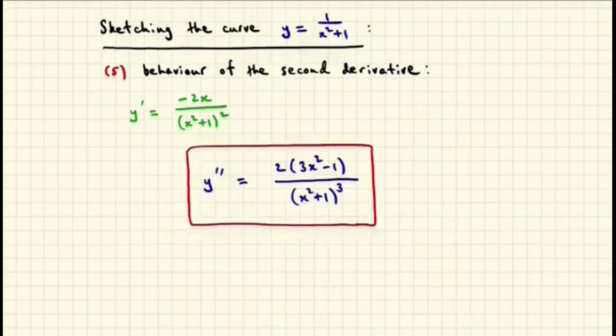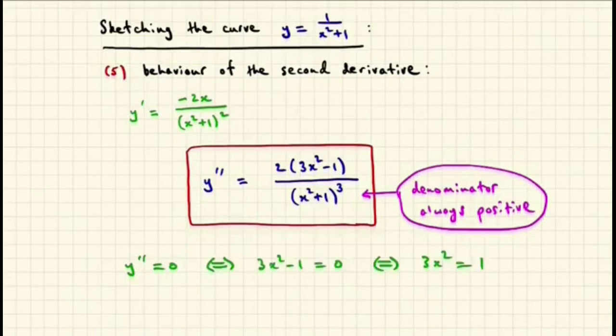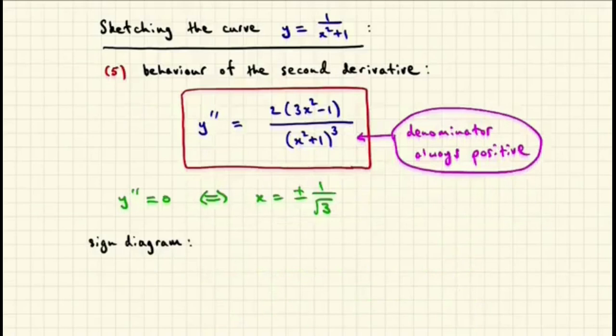Note that the denominator is always positive, being the cube of x squared plus 1, which is positive. Also, y double dash is 0 precisely when the numerator is 0, which occurs when x is plus or minus 1 over the square root of 3. We can now build the sign diagram with y double dash being 0 for x equal to plus or minus 1 over root 3.